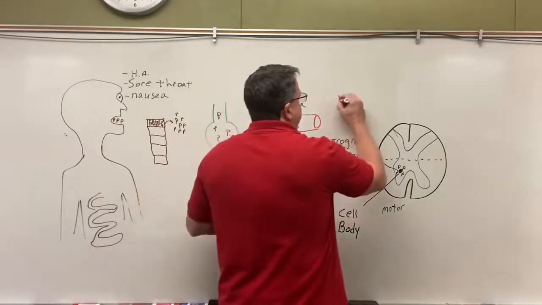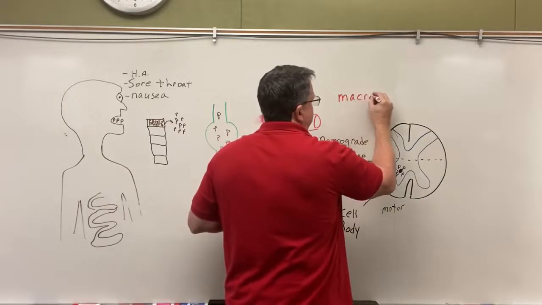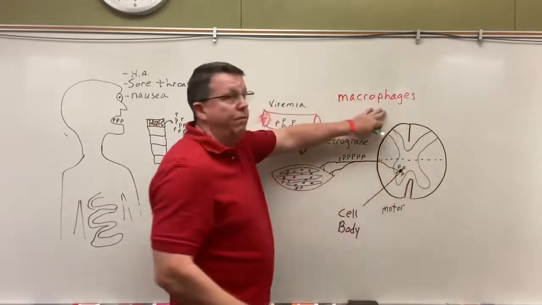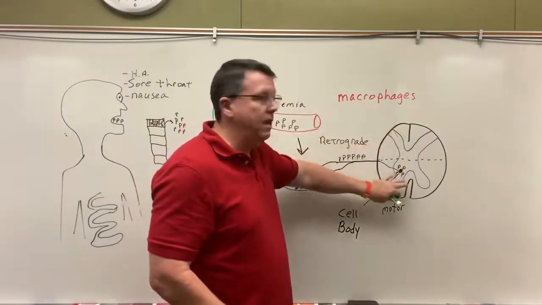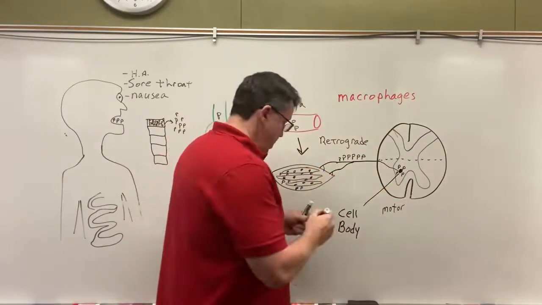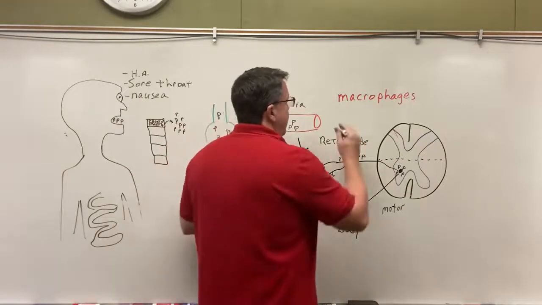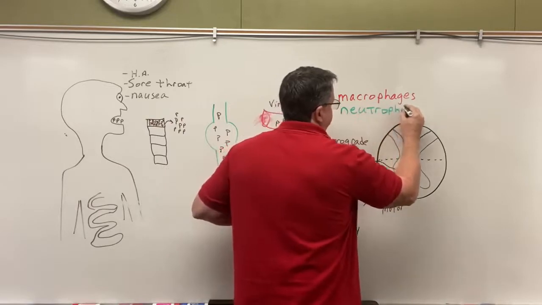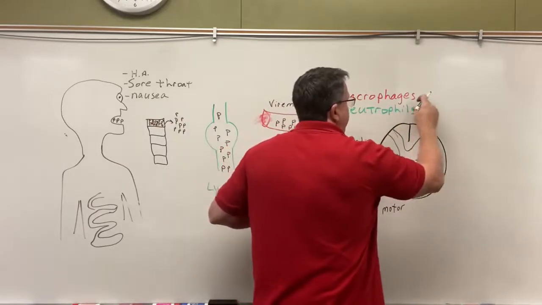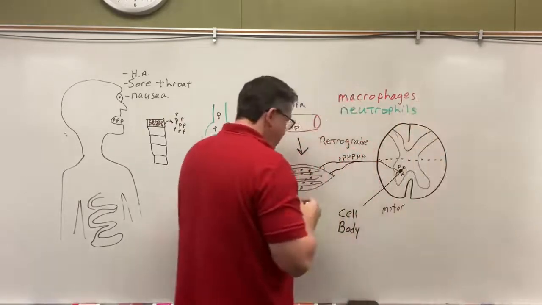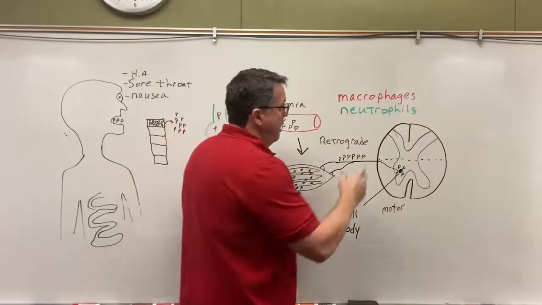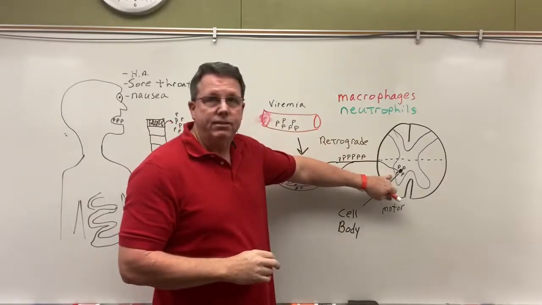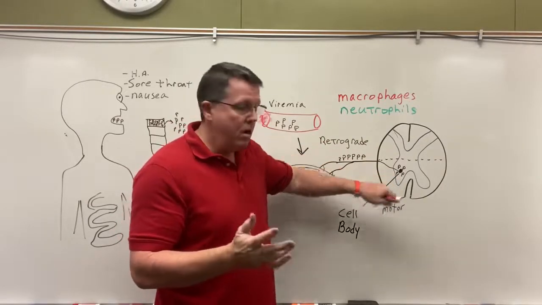The second thing that's going to happen is we have something called macrophages. All right, this is a type of white blood cell. Macrophages are responsible for attacking microbes that are in the body. So we can have macrophages and we have neutrophils. Okay, so there's my neutrophils. And what's going to happen here is they're going to come in and they're going to attack the virus that's right here on the spinal cord.